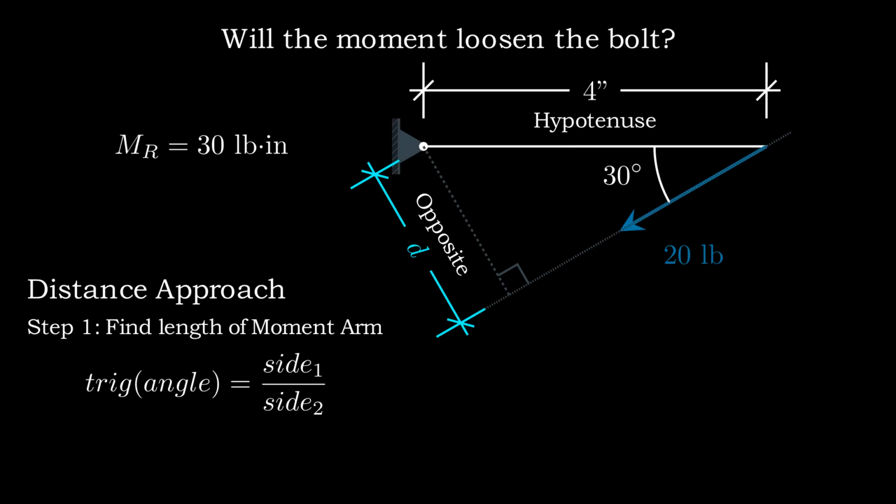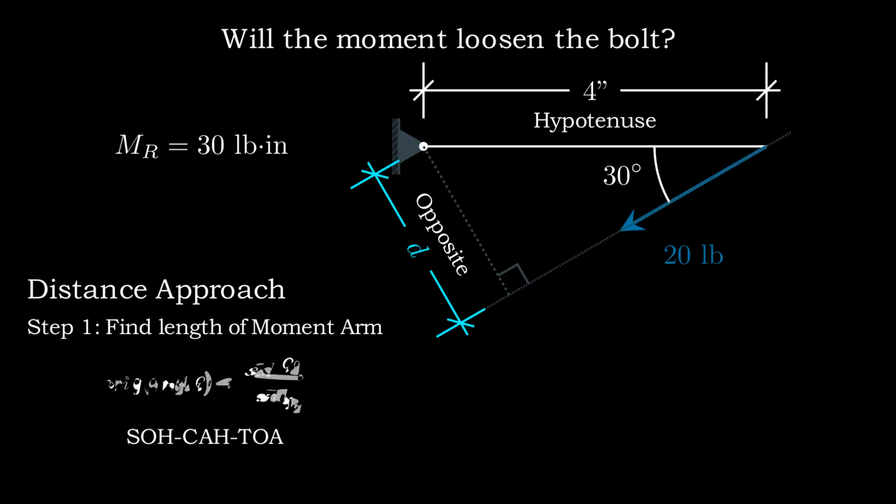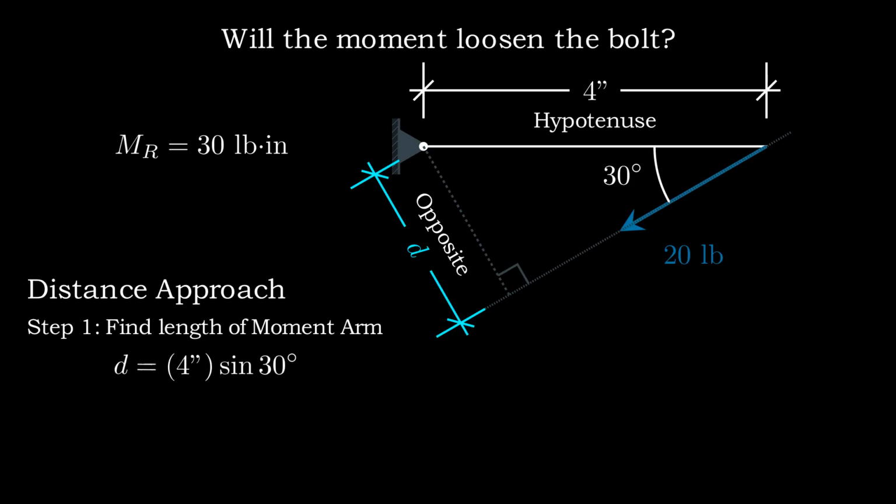A handy mnemonic to remember which trig functions match up with which ratio is SOHCAHTOA. The first triplet, SO, is the one that we need here. The sine of the angle is equal to the opposite side divided by the hypotenuse. Plugging our angle and wrench length in, we can solve for the length of the moment arm. In this case, the moment arm equals 2 inches.